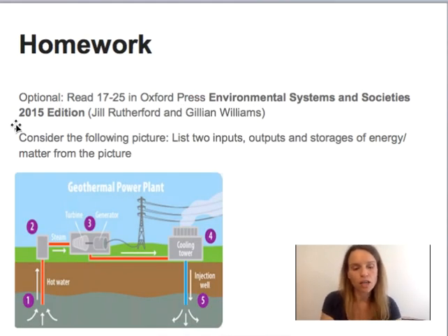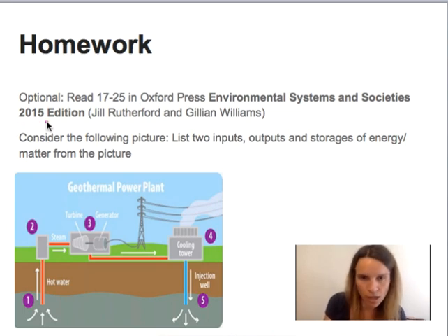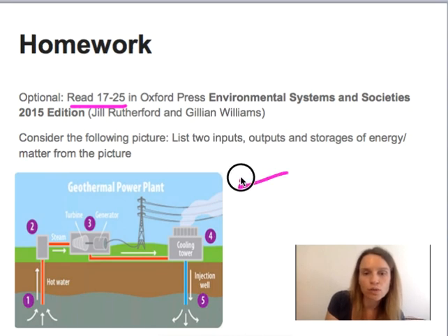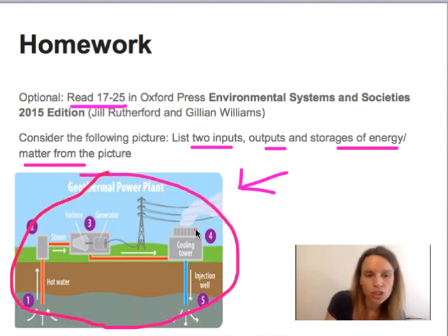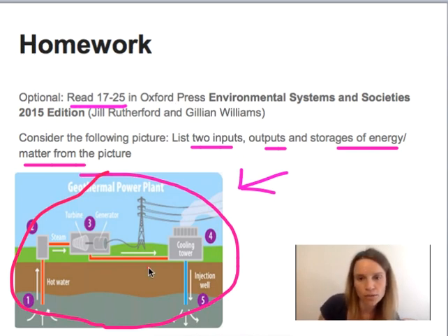So if you are following along in this textbook, and again, I do totally recommend the textbook, it's awesome, you want to read section 1.2 of the textbook, pages 17 to 25. And no matter whether you're doing the reading or not, you should be able to do this. Consider this picture and list 2 inputs, 2 outputs, and 2 storages of energy or matter that are taking place in this diagram of a geothermal power plant. This picture is from a Vox article called Why More and More Countries Are Taking an Interest in Geothermal Energy. And we will go over how to label this model in the review video.